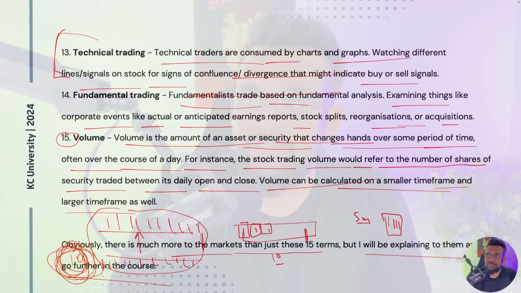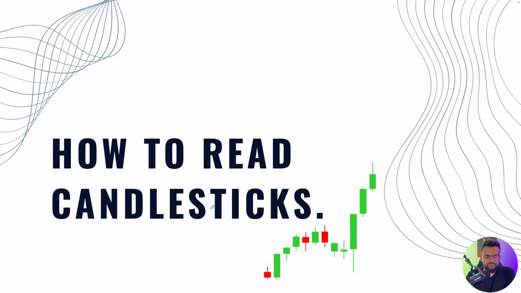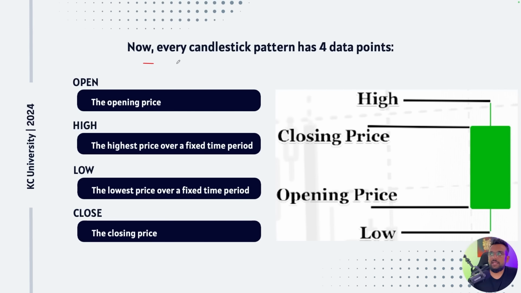Get to the next point, which is how to read candlesticks. Okay, how to read candlesticks. Now, every single candlestick has four data points. Doesn't matter what candlestick you look at. The four points are open, high, low, close. It's often called OHLC, okay?